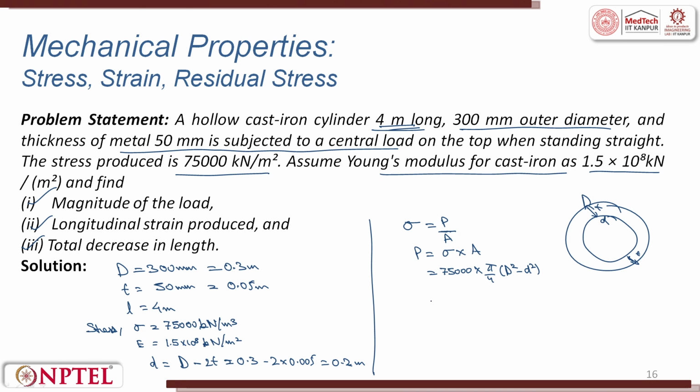This is D square minus d square, that is outer dia square minus smaller dia square, right. So this is equal to 75,000 into pi by 4, outer dia is 0.3 square minus inner dia is 0.2 square. Here I calculate the value of P equal to 2945.2 kilonewtons. So this is the first part, magnitude of the load.